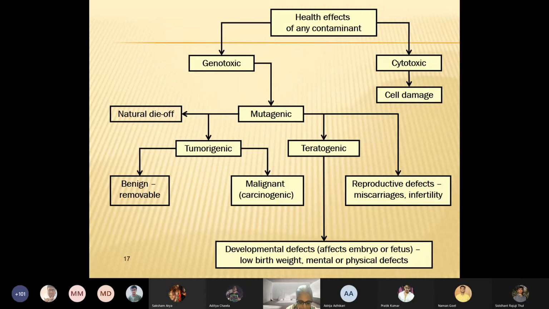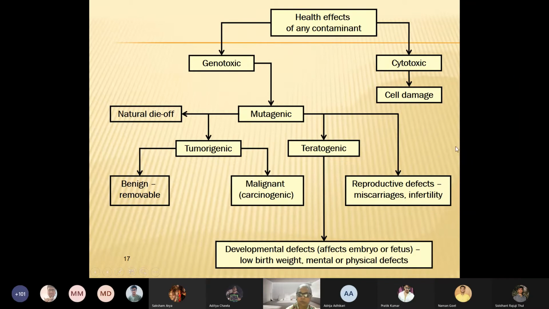The mutation will cause runaway growth of the cells, and as long as they are contained and creating a tumor which does not invade the other organs and tissues of the body, then it's benign, it's removable. But if it starts invading the other organs and tissues of the body, it becomes carcinogenic, so it becomes malignant. And then we have teratogenic effects and reproductive defects.